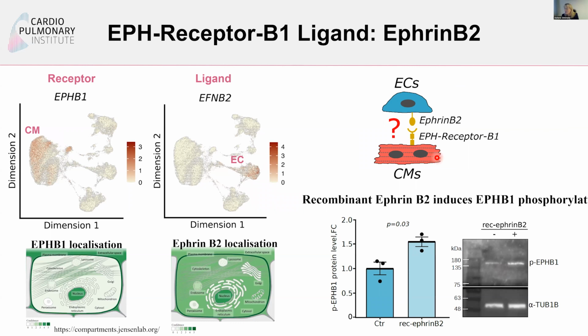To see whether this is really working as we predicted, we first of all tested the effects of recombinant Ephrin B2 and showed that this is indeed inducing the phosphorylation of the Ephrin B1 receptor, as you can see here in these Western blot analysis.